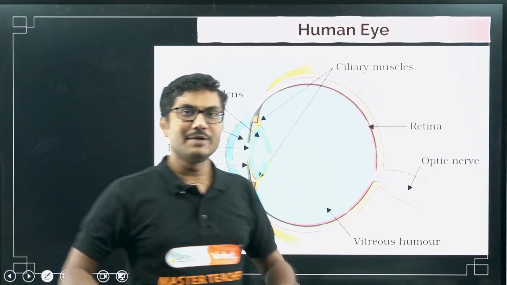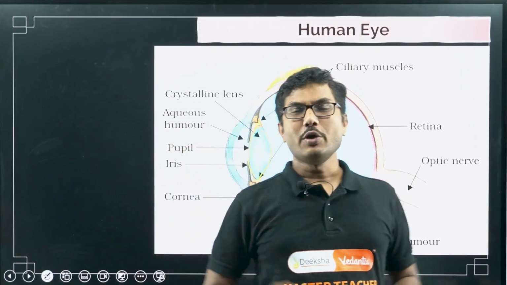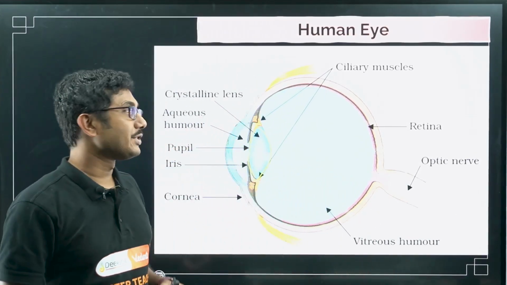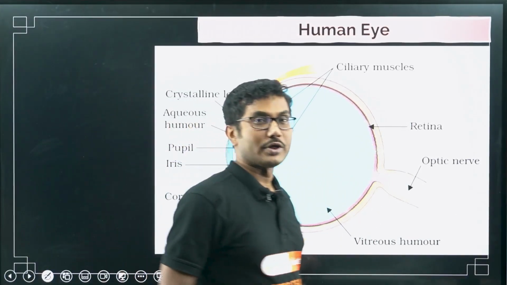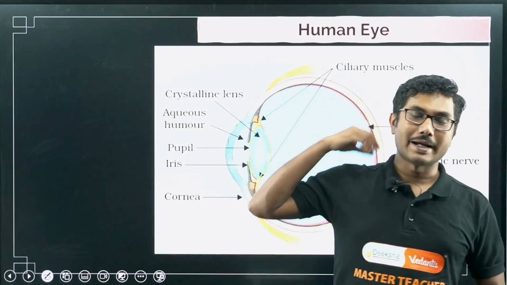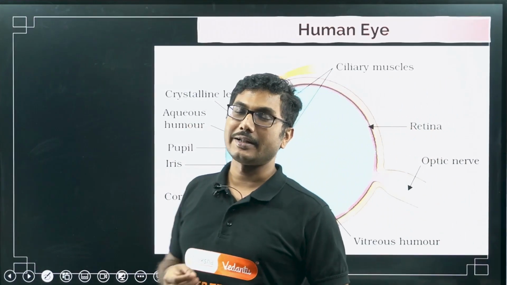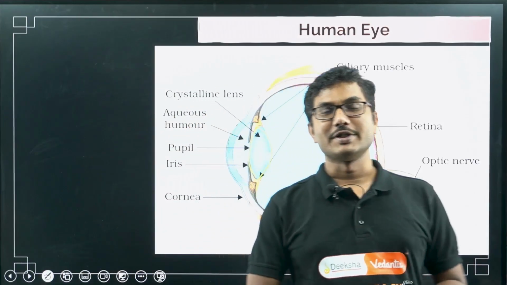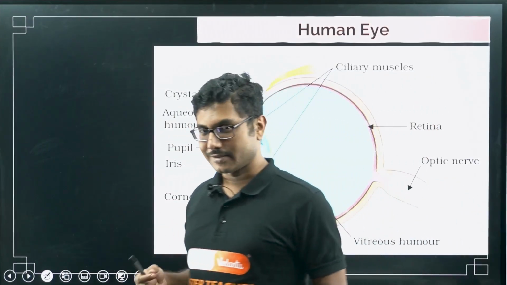For example, you are seeing me right now. Your eyes are getting light from the device on which you are watching, the light is falling on your retina, and then your brain is interpreting: Soumik Sir is teaching your physics class in today's class.